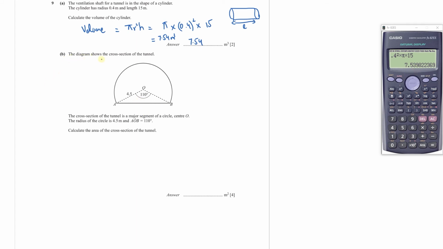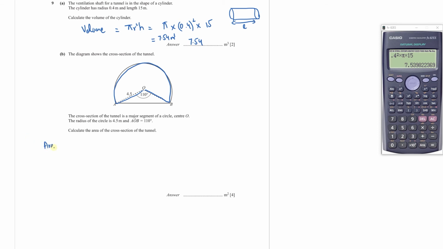Part B is, the diagram shows the cross section of the tunnel. The cross section of the tunnel is a major segment of a circle center O. So this here is the major segment. The radius is 4.5. This angle is 110. Calculate the area of the cross section of the tunnel.